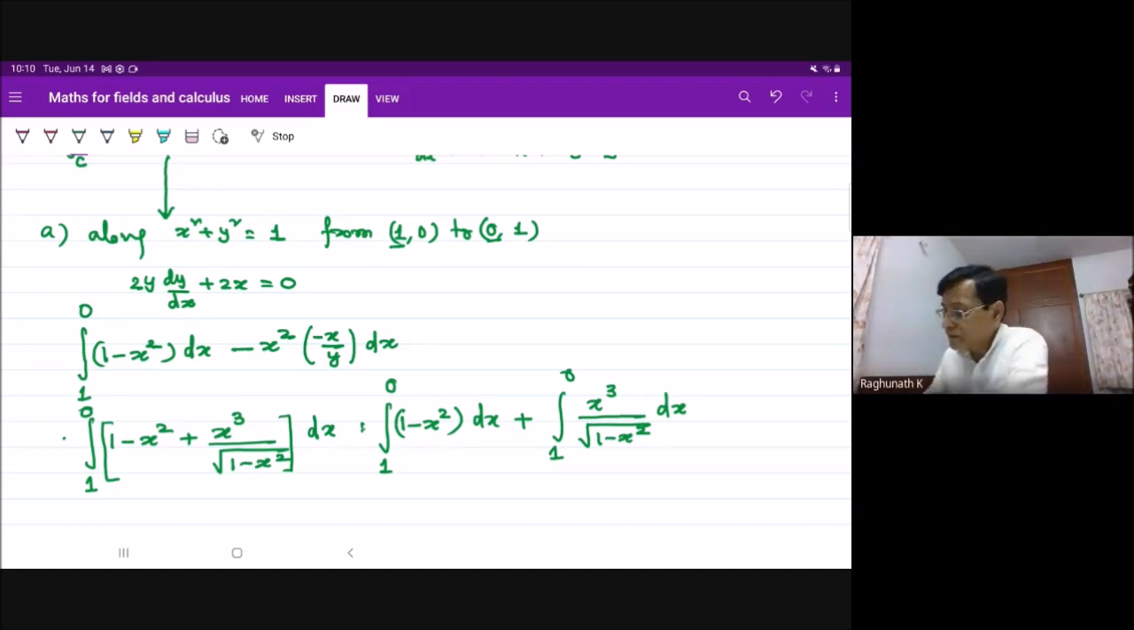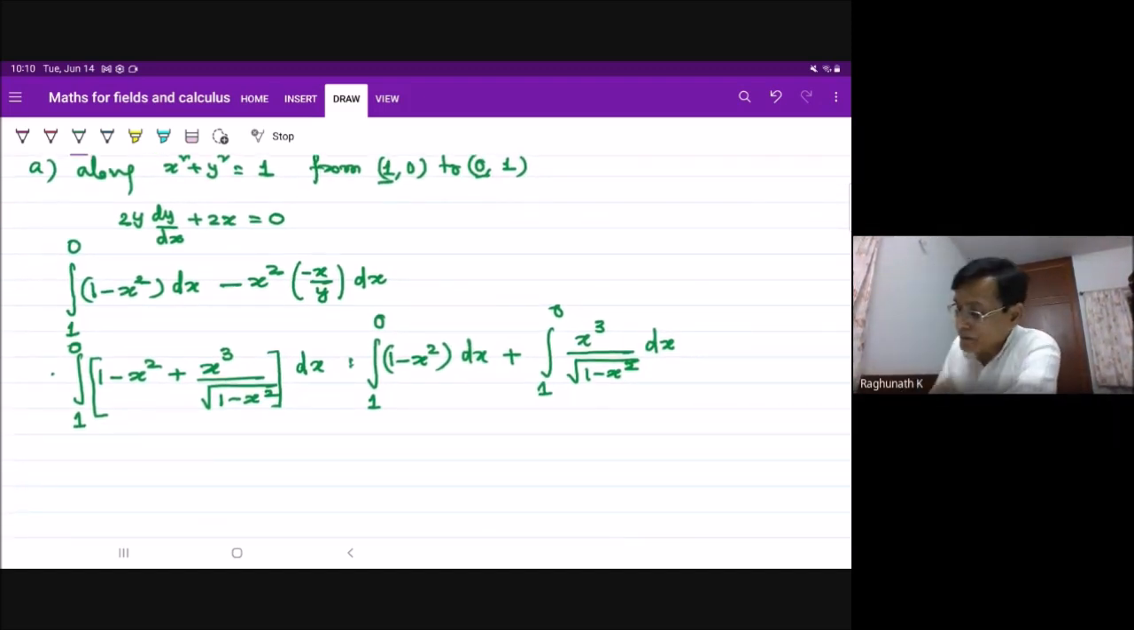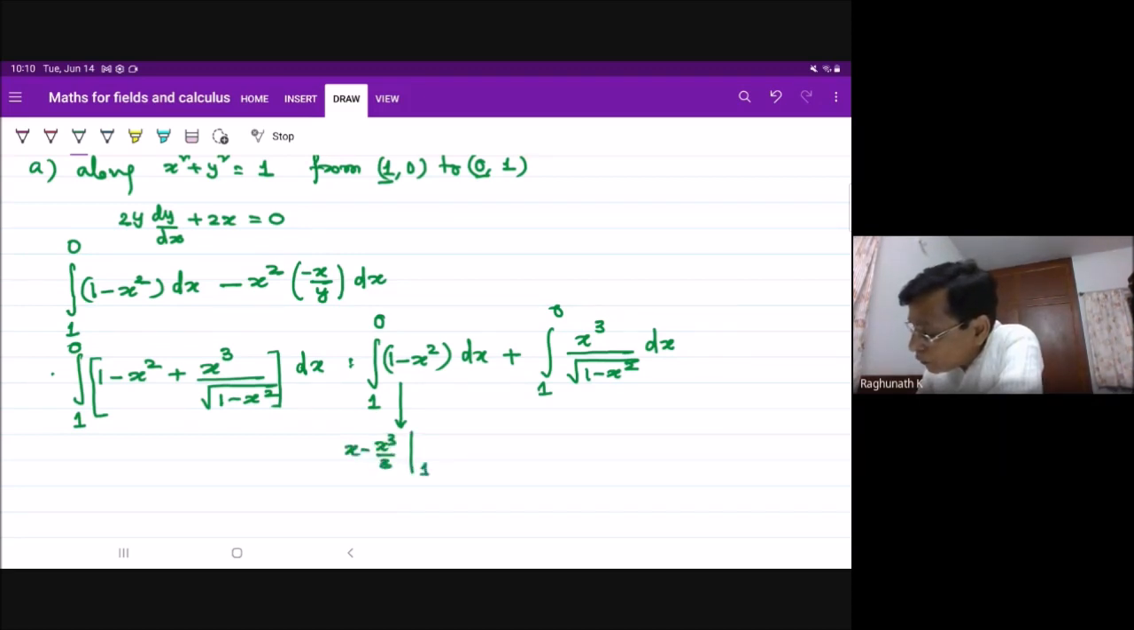Is what? Good integral, if you can. This integral is x minus x cubed by 3 from 1 to 0, because of which it is minus 1 plus 1 by 3, which is minus 2 by 3.